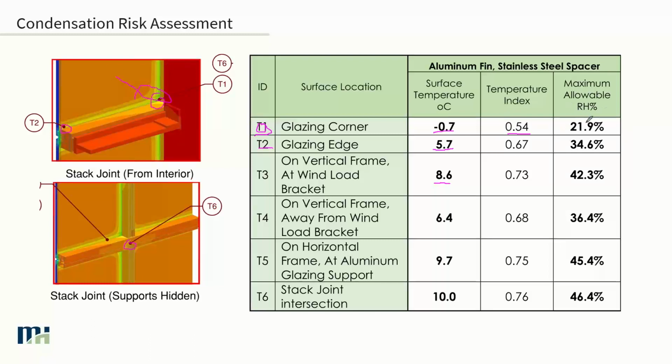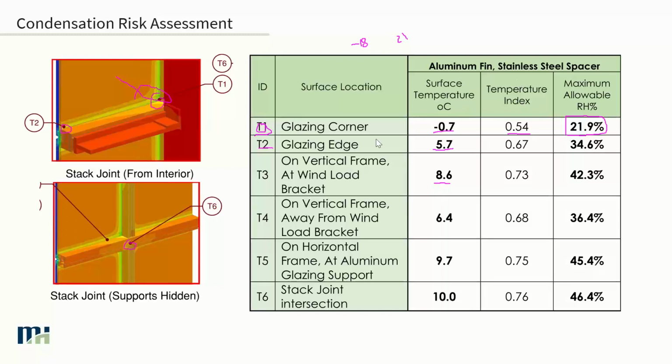And then we get the maximum allowable RH. At that corner, if the interior relative humidity was anything higher than 22%, under these model conditions, and I think this is probably -18 on one side and 21 on the other, then if it's -18 outside and you have interior humidities higher than 22%, this corner has a risk of condensing or of having condensate appear.